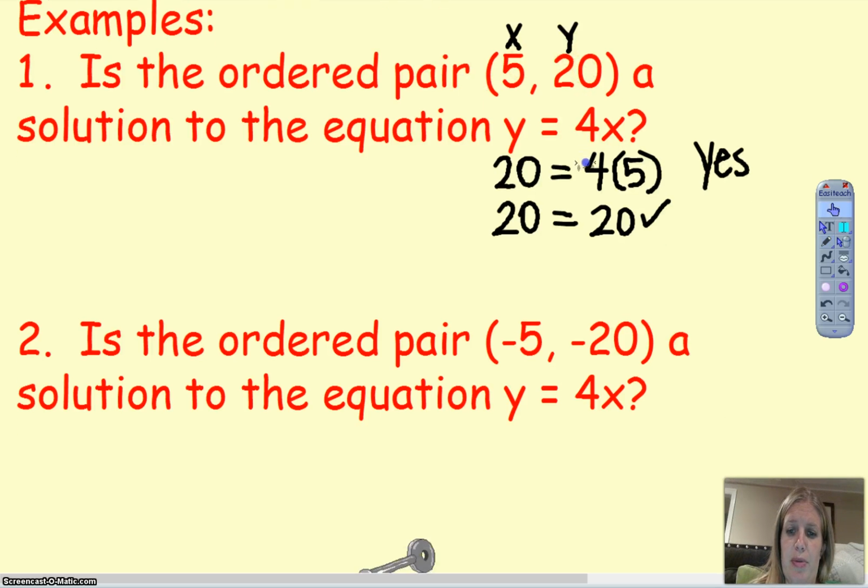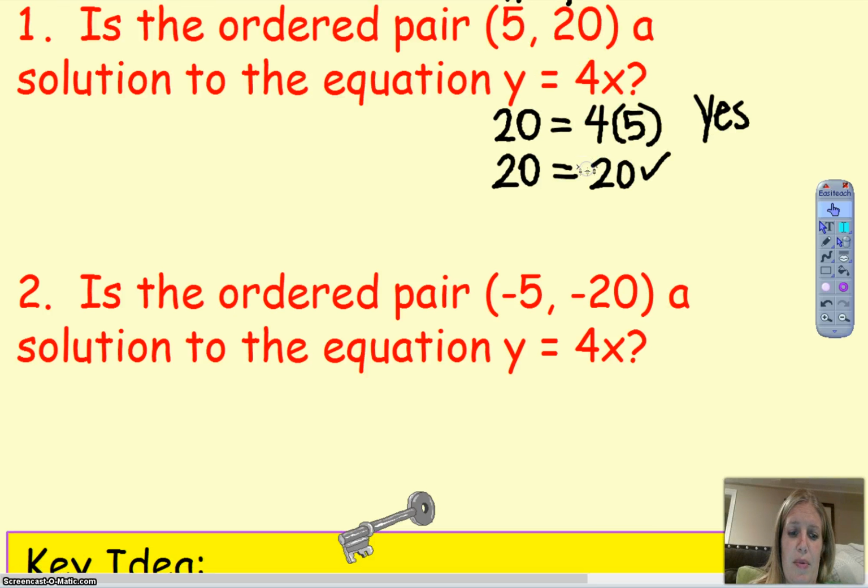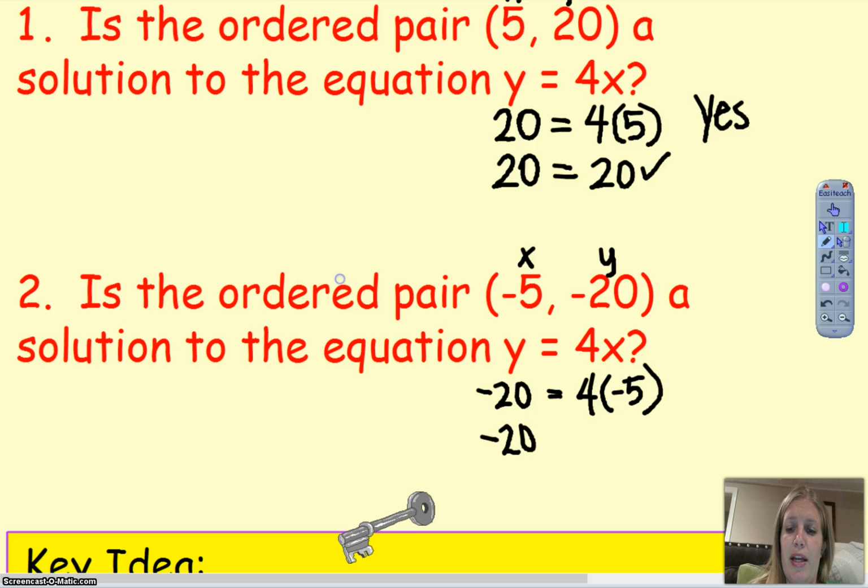Okay, let's try another one. Then we'll talk about our key idea. So, here we have an x. Here we have a y. Is negative 5, negative 20 a solution to the equation y equals 4x? So y is negative 20 equals 4 times x, which is negative 5. Well, this side's negative 20 already. 4 times negative 5 is negative 20 as well. So yes.